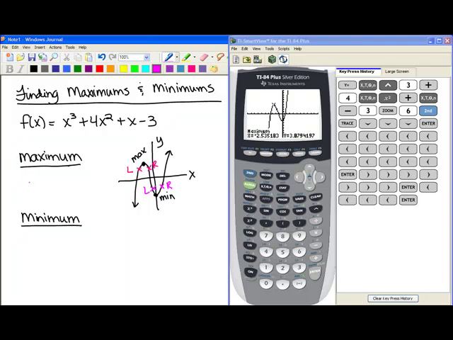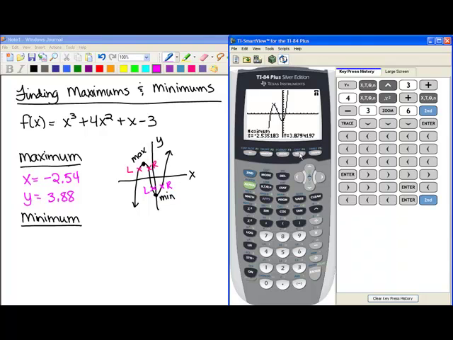and the x value for this maximum is negative 2.54, and the y value is 3.88. I'm rounding to 2 decimal places. Now we'll go off and find the minimum.